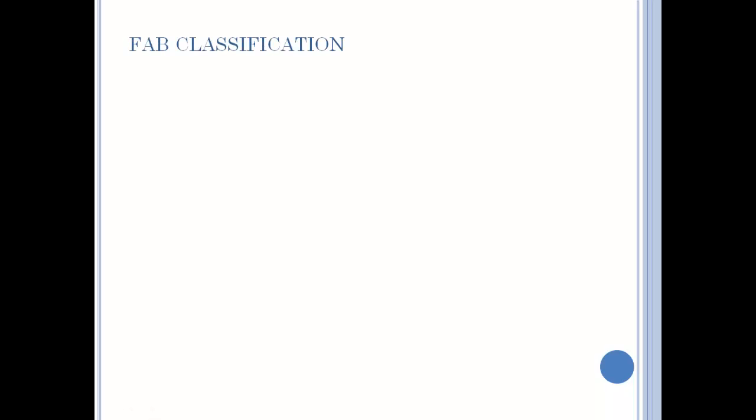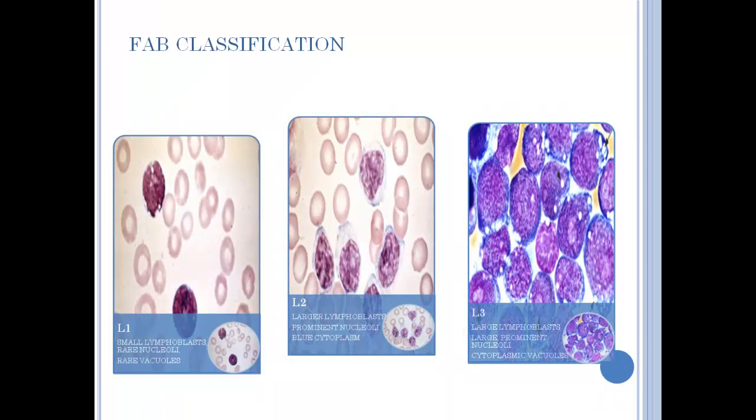FAB classification is subdivided into three types. First, L1, where the lymphocytes are small and rounded, with clumped chromatin. Second, we have L2, where the lymphocytes are large and polymorphic, with clefted nuclei and fine chromatin. And finally, L3, with large blasts with presence of nucleoli and vacuolated cytoplasm.